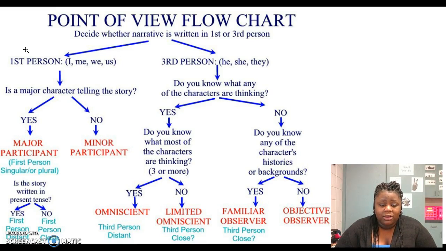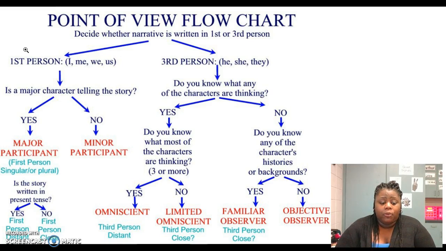Okay, and lastly, in the third person objective, we find out only what the characters say and what they do. So all we're getting is the basic information, what the characters say, what they do. Third person objective. All right, the next type we're going to talk about is the third person limited.